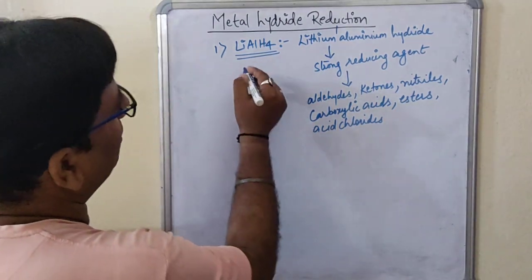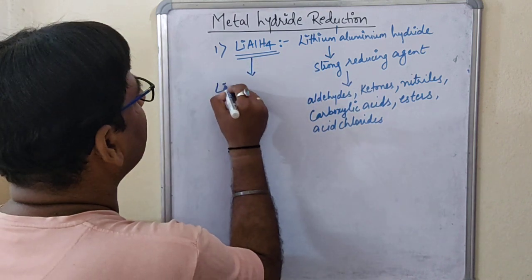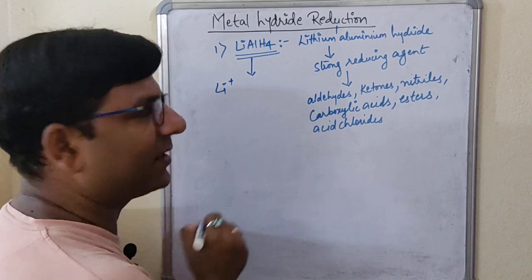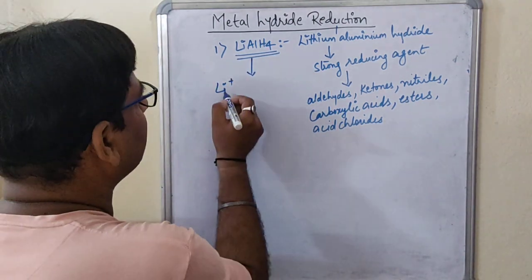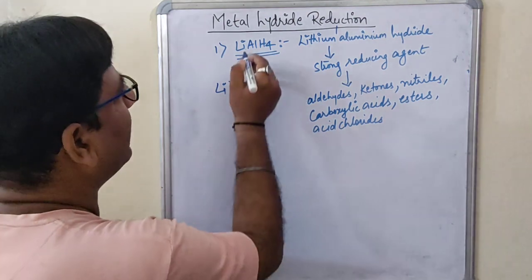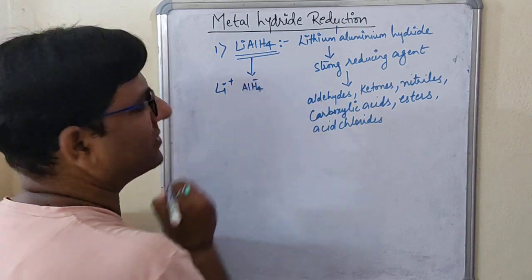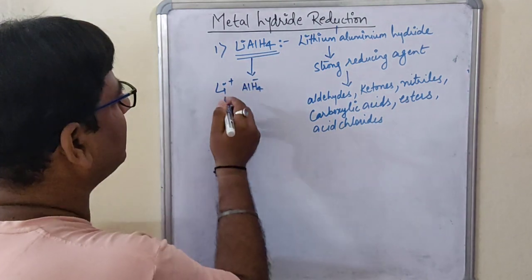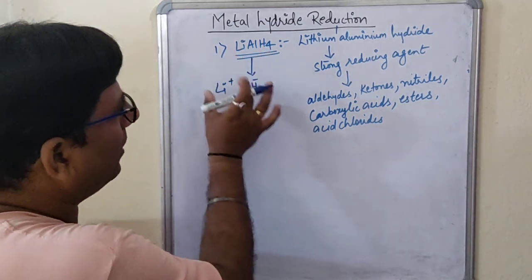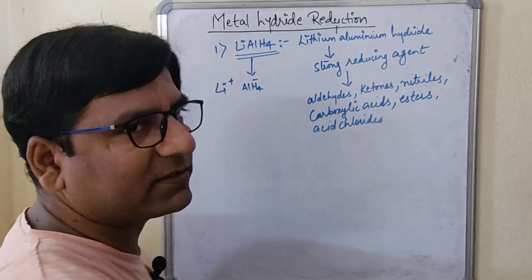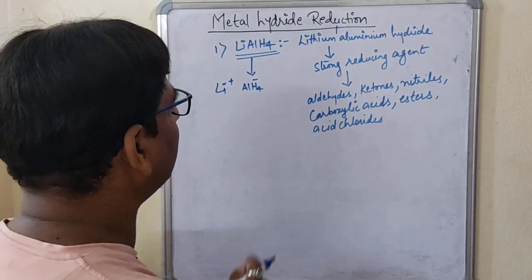When you see this reagent, students, this LiAlH4, it is made up of what? Li plus, this lithium metal, it is highly electropositive. So this is Li plus, and the rest it is the AlH4 minus. Okay, this Li plus and AlH4 minus. See, the entire compound, this entire reagent LiAlH4 is not involved in the reduction. Okay, that you have to understand, students.